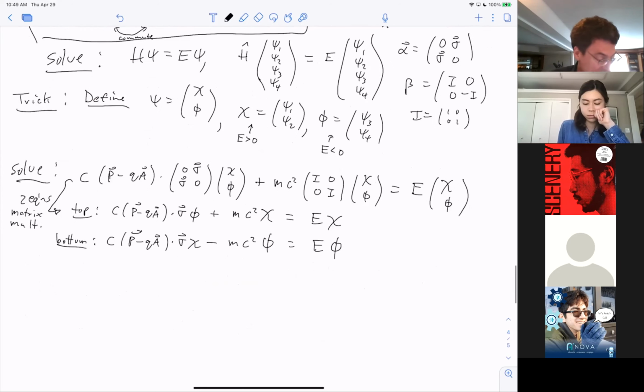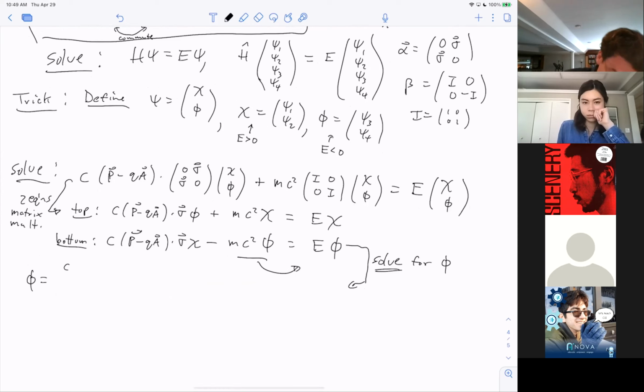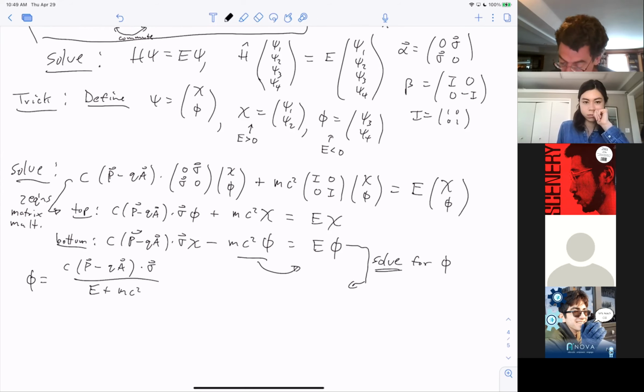And so now I'm going to take this second equation and solve it for phi. So basically I'm going to bring this thing over to the other side, and I'm going to solve for phi. And when I do that, I get phi is equal to C P minus QA dot sigma over E plus mc squared, times chi. Okay, that's actually not so hard.